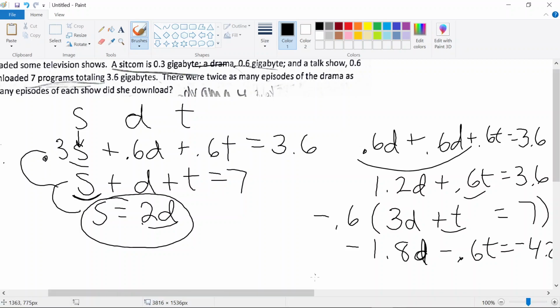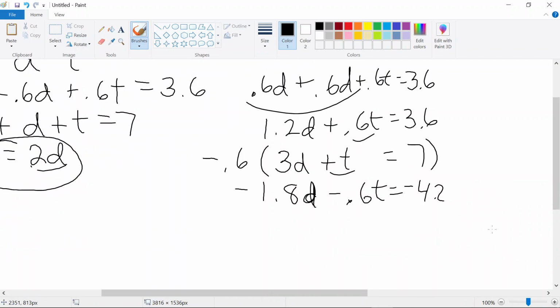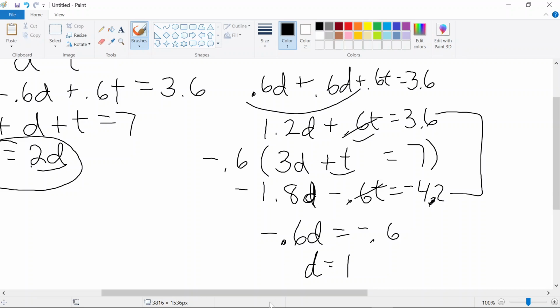Let me scroll over just a little bit so I can get that there. Now I will add these 2 equations. 1.2D minus 1.8D is minus 0.6D. These cancel. 0.6T minus 0.6T is 0. Remember, that's 4.2. 3.6 minus 4.2 is negative 0.6. And then D equals negative 0.6 divided by negative 0.6 is 1.